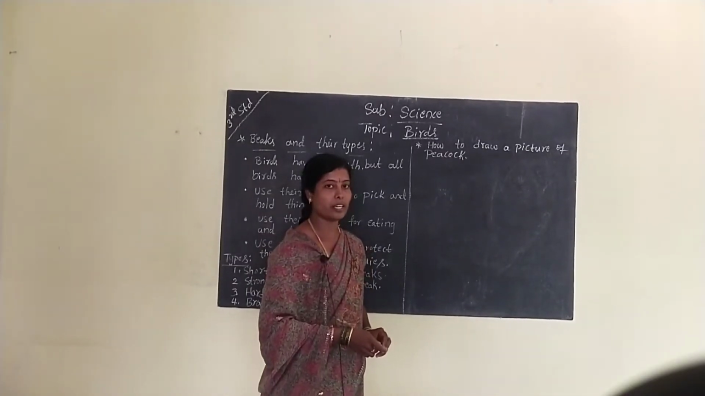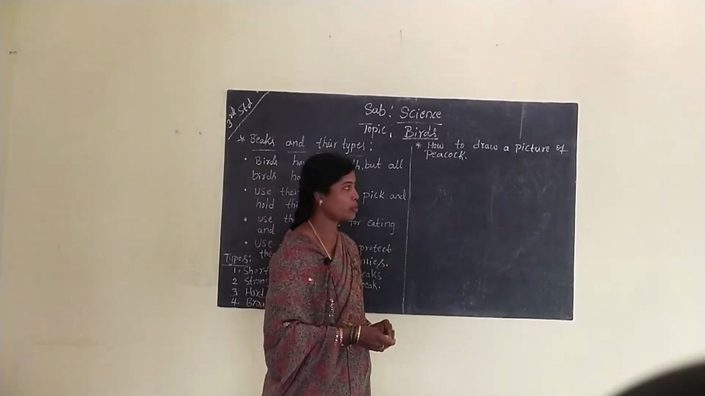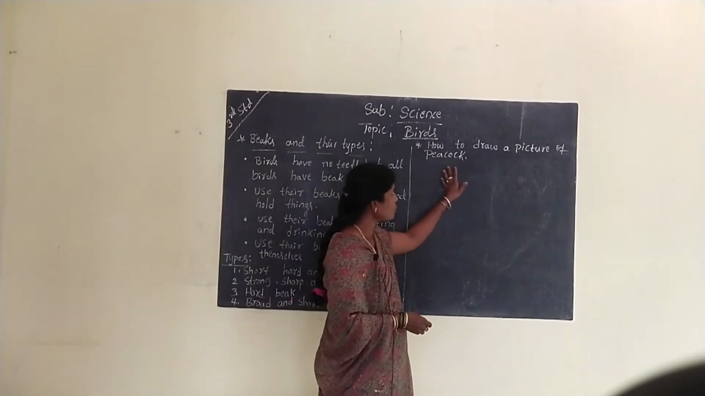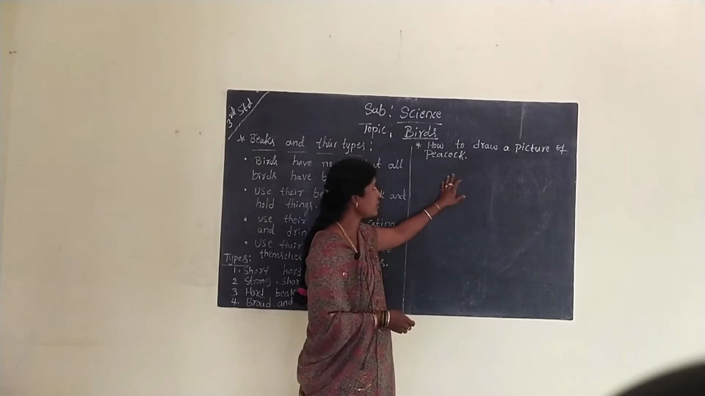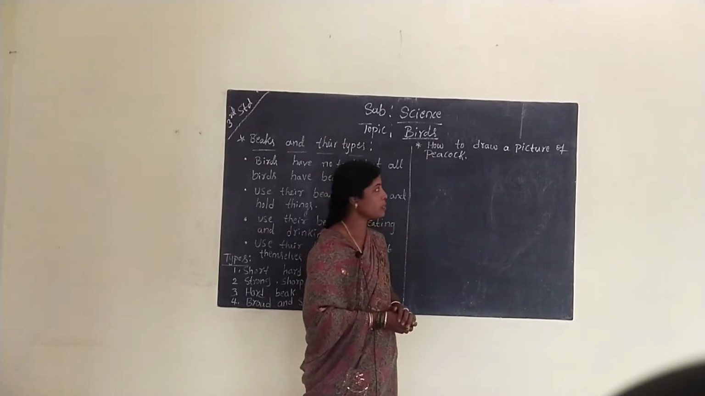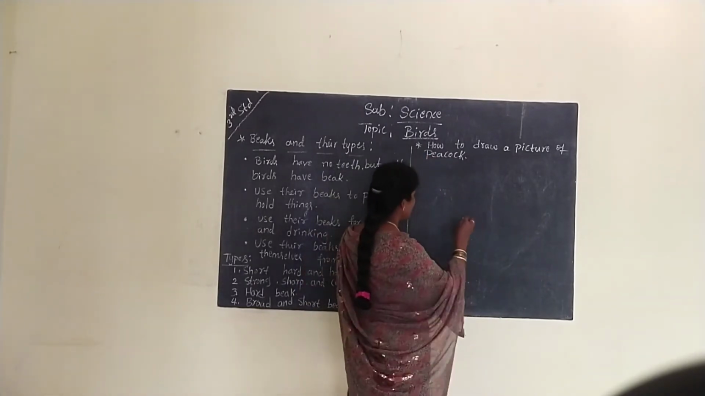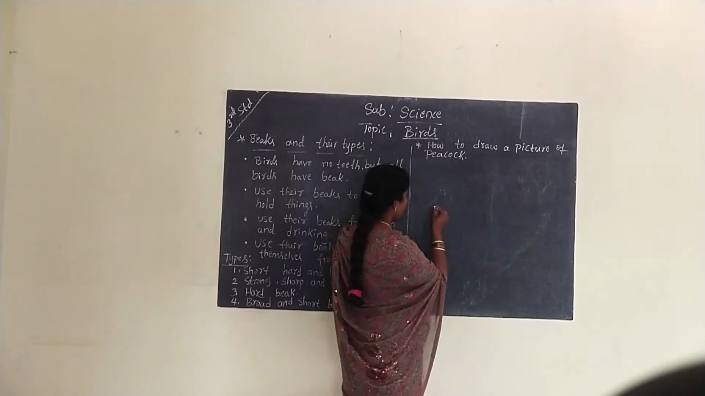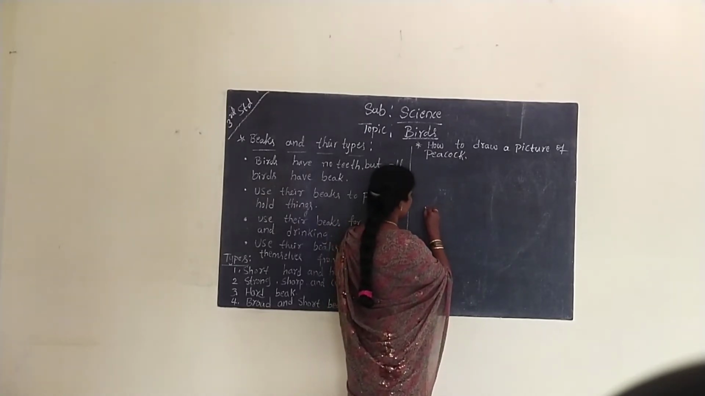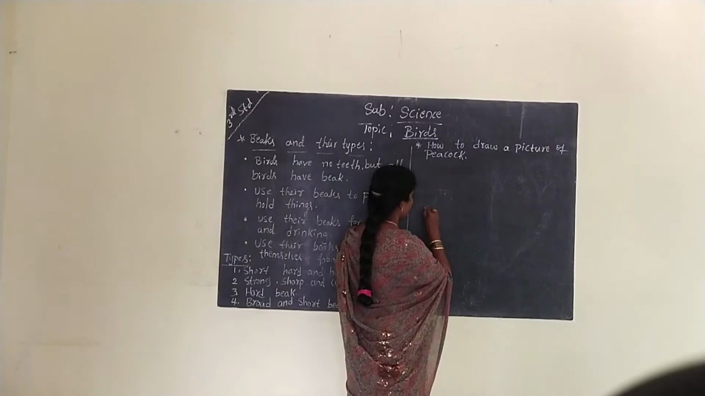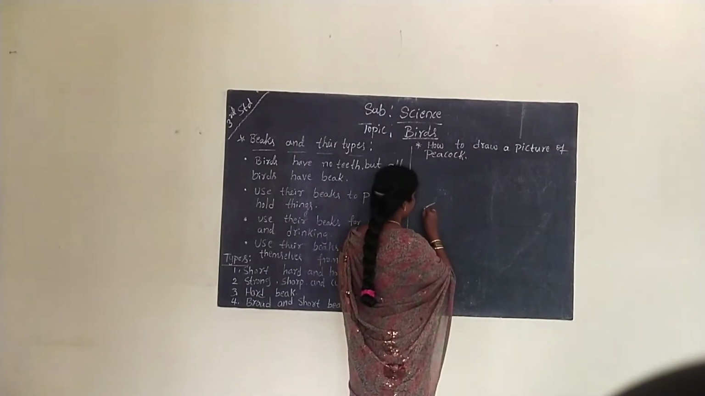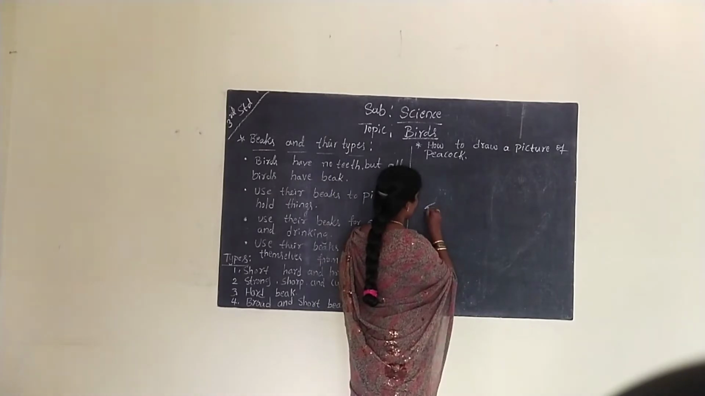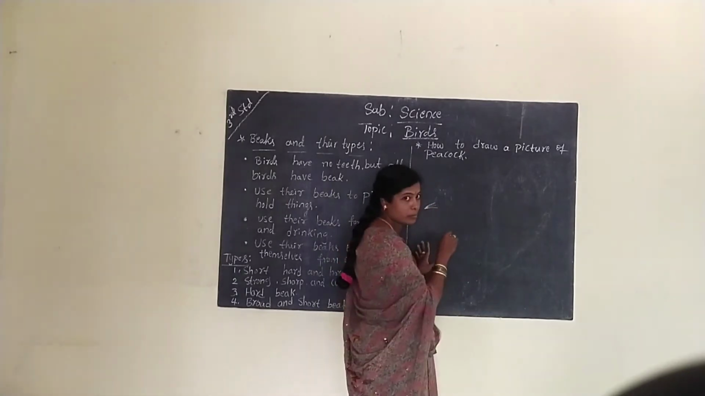Children, birds look very beautiful, right? So how do we draw a picture of a peacock? Let me show you how to draw a picture of a peacock. Now all of you take one unruled paper. All of you try to draw. Okay. We should start from the beak. First you draw the beak. Okay.